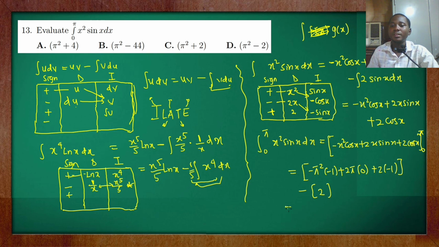Then if we simplify this, we are going to have pi squared minus 2 minus 2. So that means we have pi squared minus 4. So the correct option here is option B. Okay, here you can see minus 44. This might be a typo error from the people typing the question. So the correct option here should just be option B, because we have pi squared minus 4.